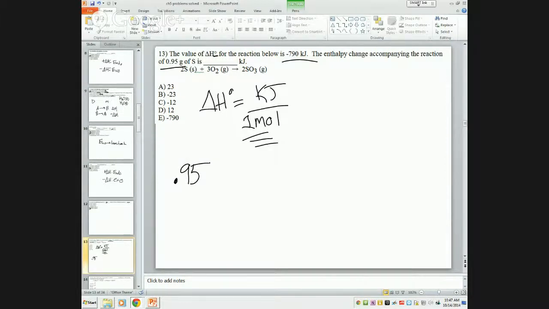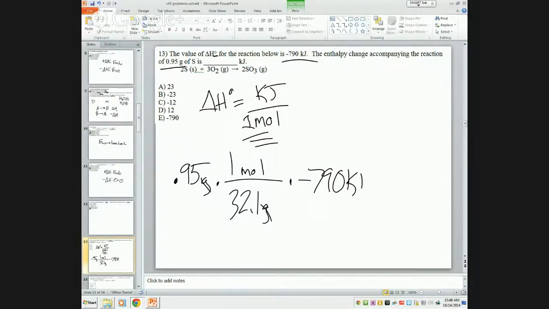So we do 0.95 grams times the GFM of sulfur, which is 32.1 grams in 1 mole. All right, grams cancels out. And now we can times that by the negative 790 kilojoules in 1 mole of, oh man, I totally messed this up.